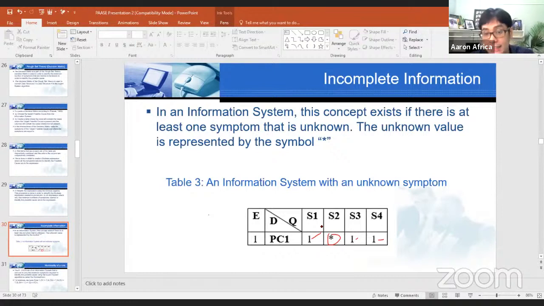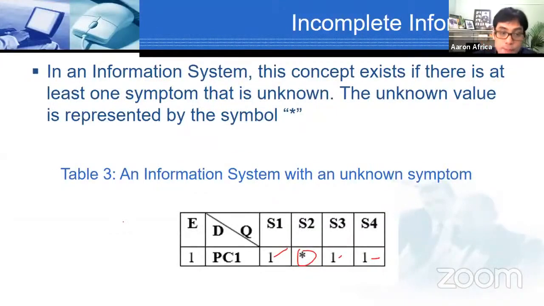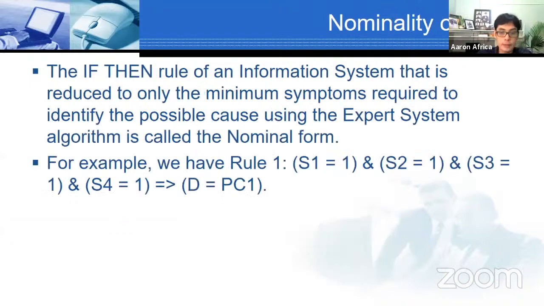That is the good thing about our expert system. We can still know the value because it will be converted into nominal rules, even if we do not know the value of S2. Now, the if-then rules are converted from the information system. For example, as I said earlier, S1 is 1, S2 is 1, S3 is 1, S4 is 1.